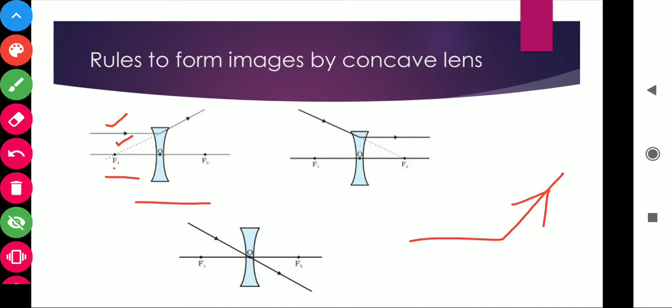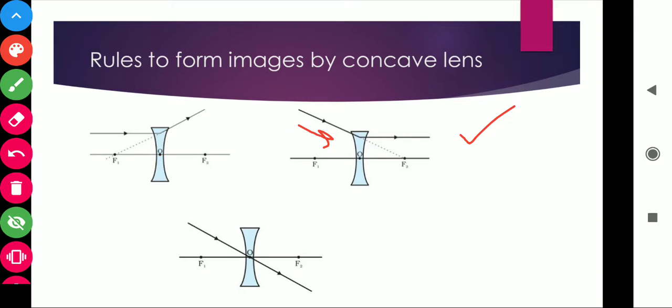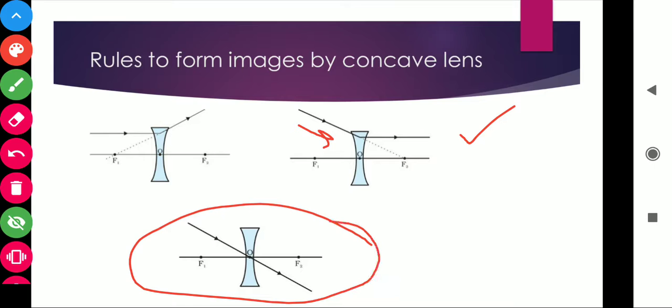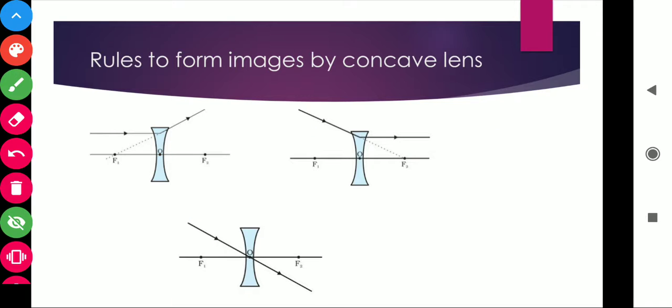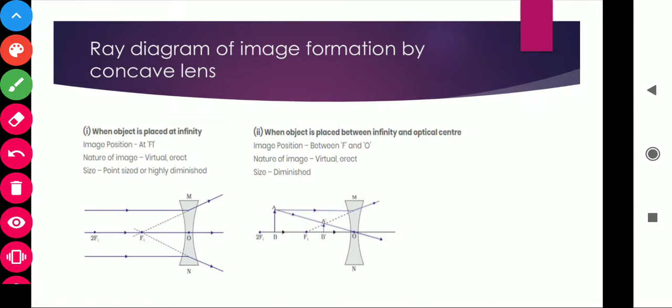When a ray is directed toward the focus, see, this is the ray, then it will become parallel to the principal axis. And the third rule is the same. When it goes through the optical center, it goes without any deviation. Students, here we can draw only 2 ray diagrams. One is when the object is at infinity and one is at any distance. Now let's discuss one by one.